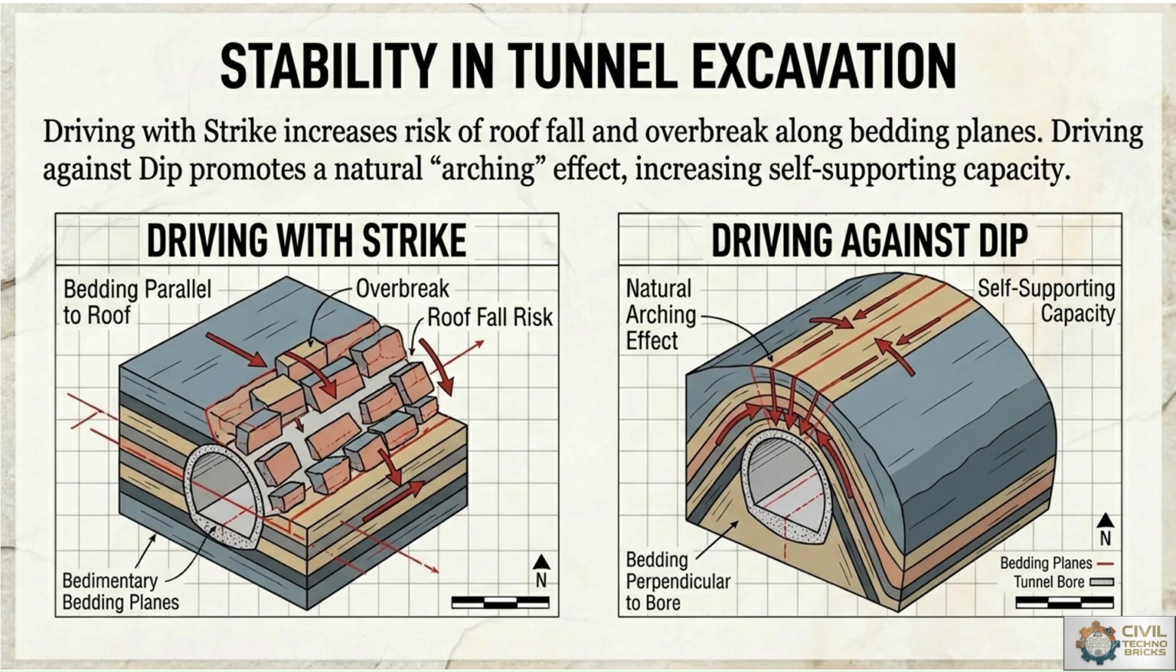About stability with reference to tunnel excavation, we are excavating the rocky masses for the tunnel. That tunnel may be for transportation or for water transport. Here are two considerations: driving with strike and driving against dip. With reference to the texture of nearby rock masses, we can select the actual location of the tunnel. Bedding parallel to the roof means overbreak and roof fall risk, and sedimentary bedding planes.